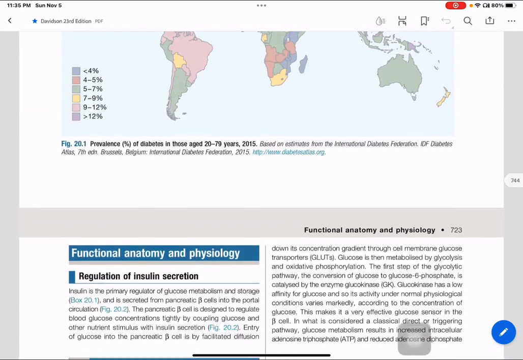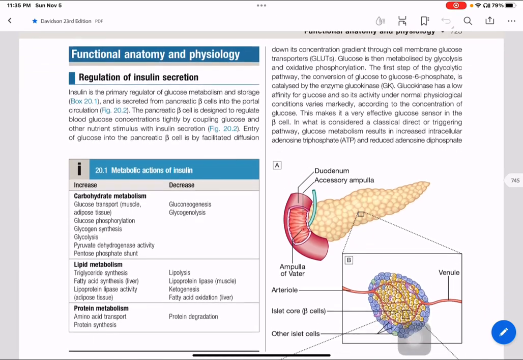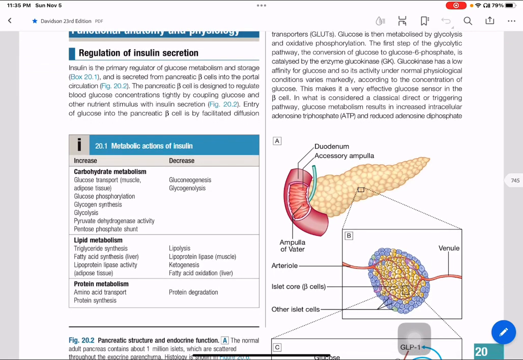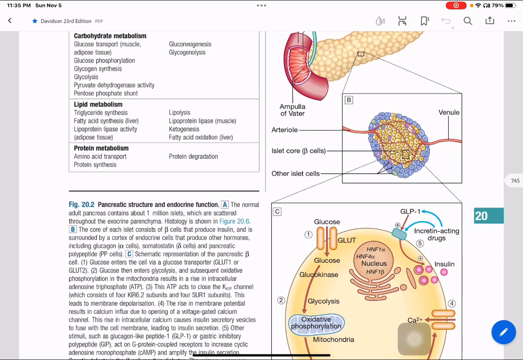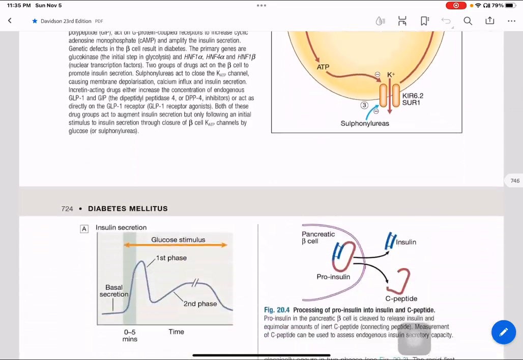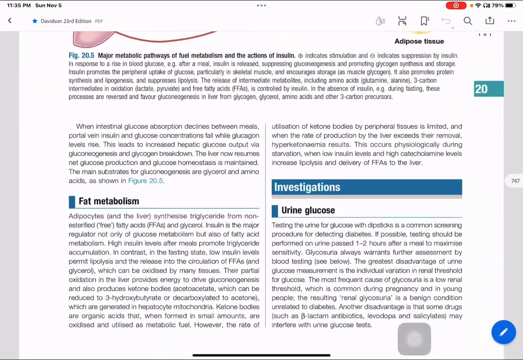This is the second lecture on diabetes mellitus. I am taking the lecture from the textbook of medicine, that is Davidson, and the Davidson is very important for FCPS and MD students. So today we will learn about some boxes from the Davidson.